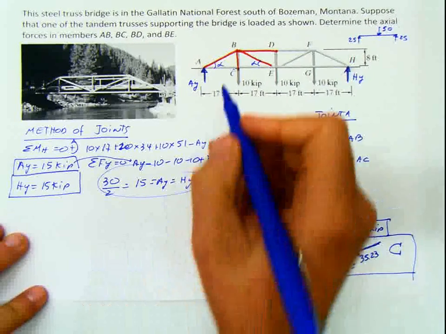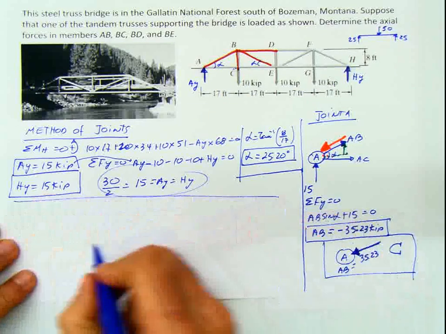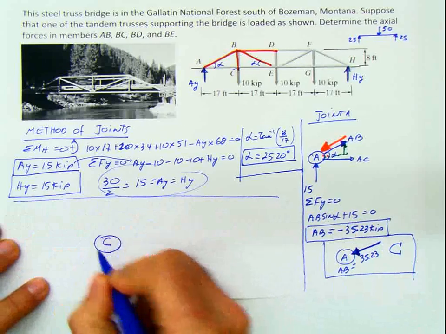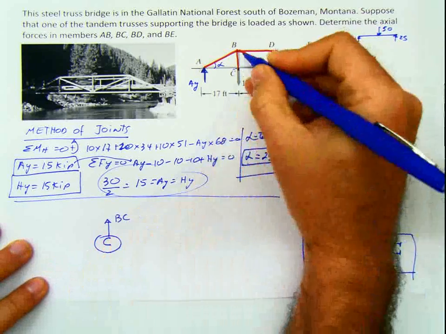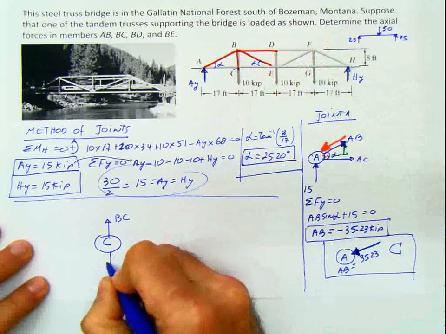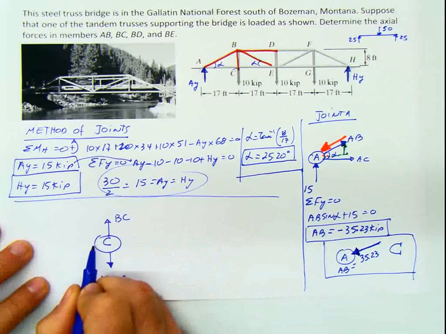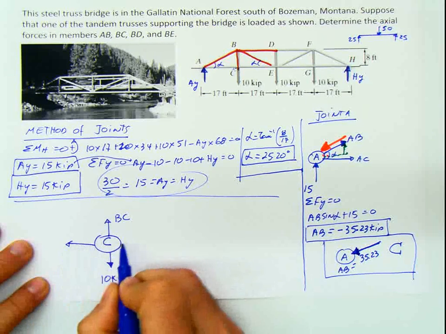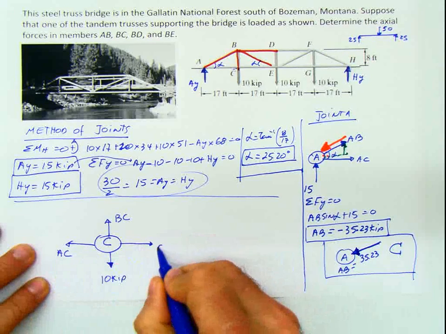And then I'm going to go to the joint C. My joint C has one force here called BC, which is this one. I have this other external force applied of 10 kip here. And I have this unknown and this unknown here. This is AC and this is CE.